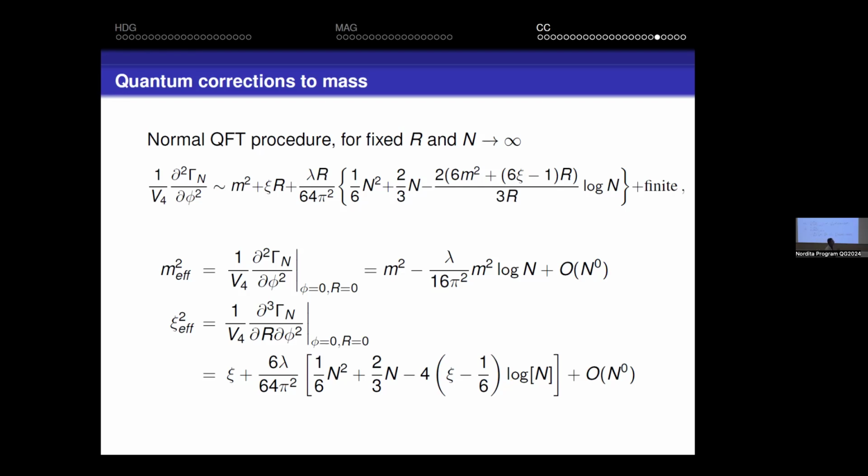So it is more instructive to do this calculation in 2 steps. In the first step, we assume that we keep r fixed and take n to infinity. And if you do that, indeed there are divergences because the quantum corrections do contain these terms that go like n square, n, and so on, and log n. And then there are terms that I said are finite in the sense that they contain only n to the power 0 or inverse powers of n.